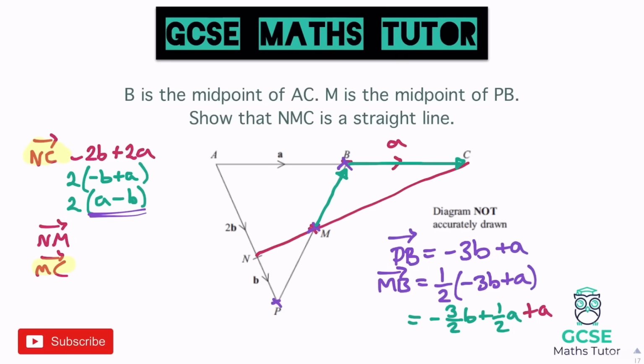And if we add this all together, let's see what we get. So we have minus 3 over 2b, I'm going to write this over here, that's not changing. And then we've got half a, add an a, and that gives us 1.5a, or another 3 over 2a. There we go, 3 over 2a. So let's write that down over here. We have minus 3 over 2b plus 3 over 2a. So that is our vector there to get from M to C.